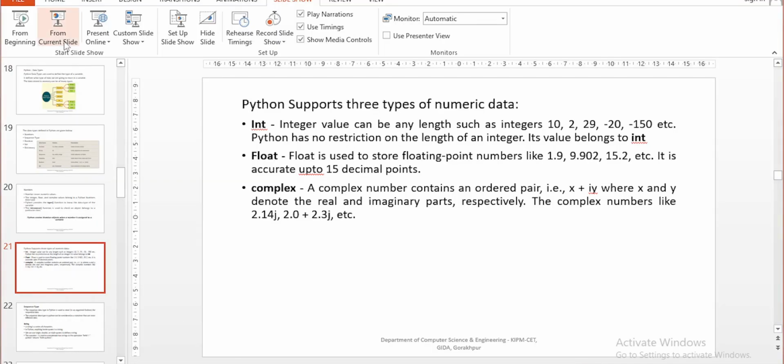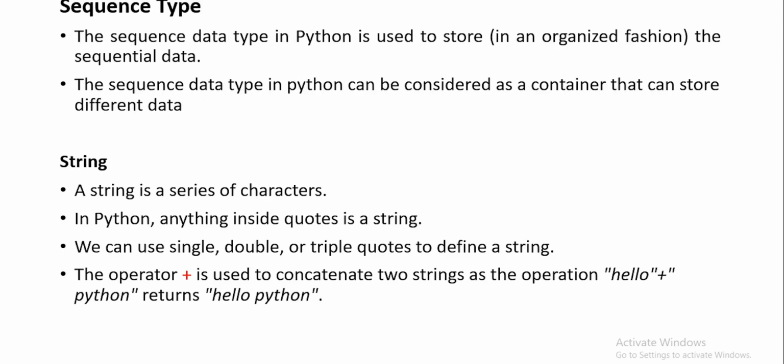Now this was about integer data type. Next we will discuss sequence type. What is a sequence? A sequence is basically continuous values that come one after another. So the sequence data type in Python is used to store sequential data. For example, a string. A string is what? A sequence of characters, alphanumeric characters, right?